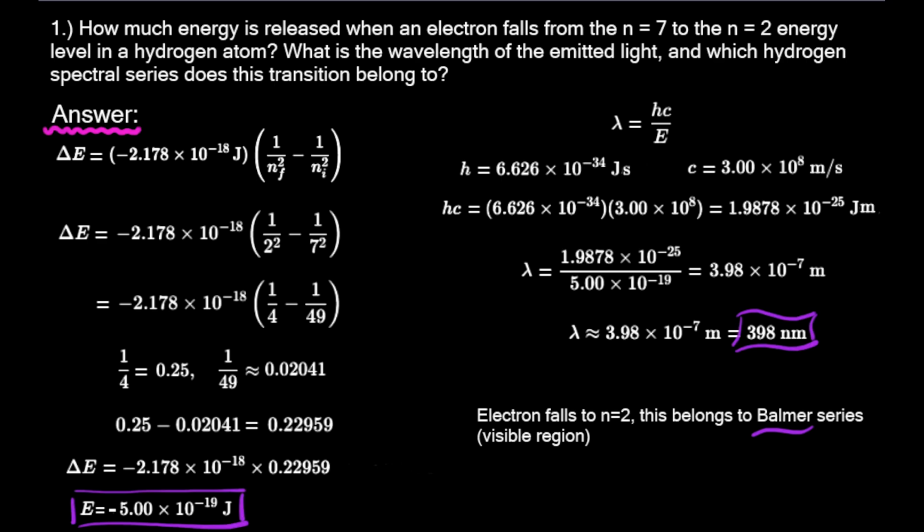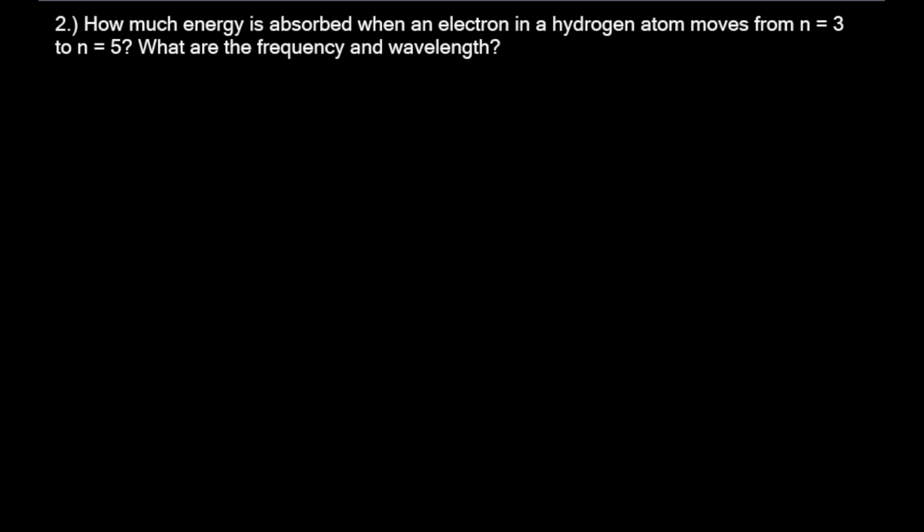Let's move on to question number 2. Here's question number 2. It reads, how much energy is absorbed when an electron in a hydrogen atom moves from n equals 3 to n equals 5? What are the frequency and wavelength?